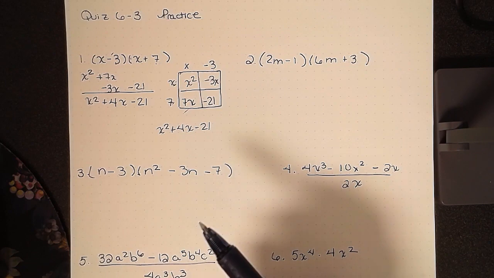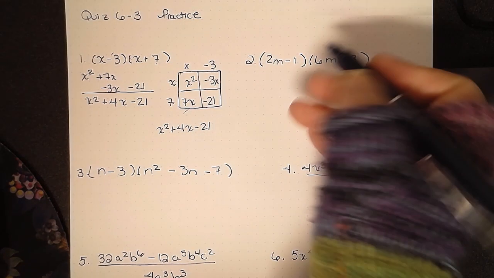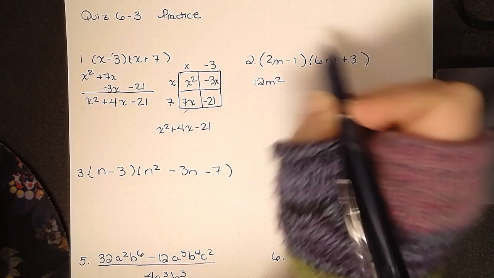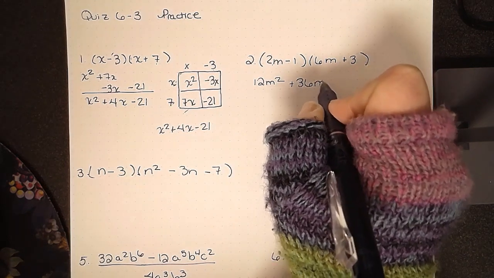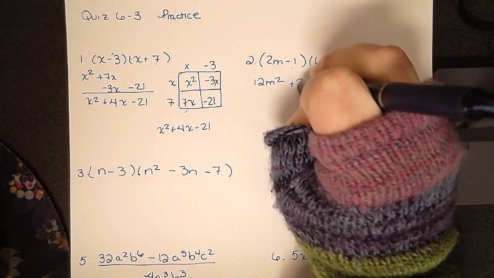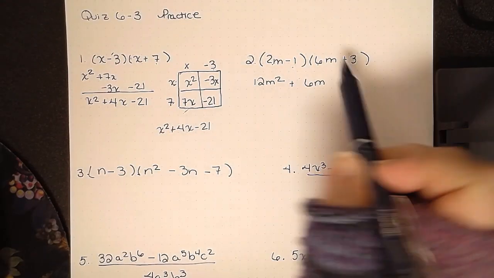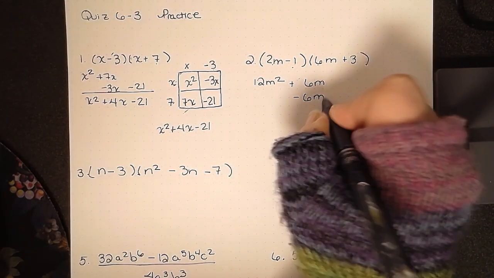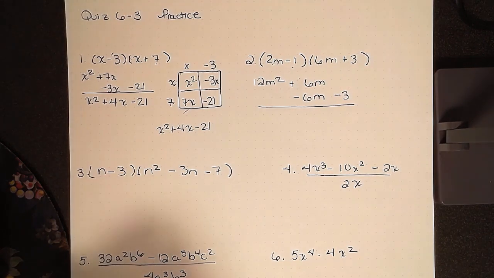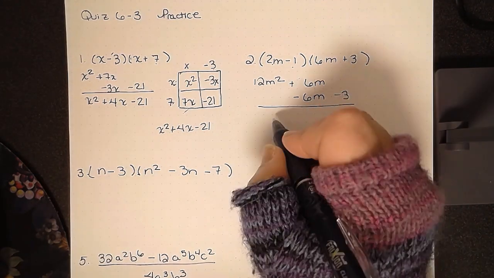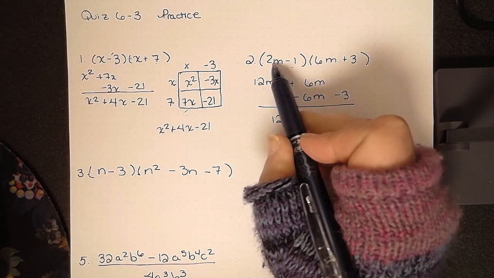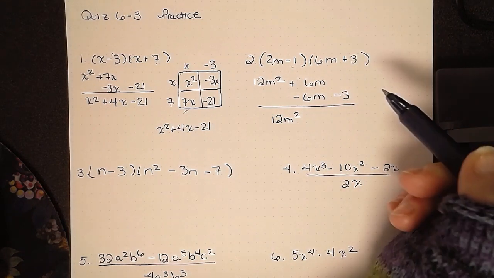So 2m times 6m is 12m squared. 2m times 3 is 6m. Why did I write that 3? Sorry. Negative 1 times 6m is negative 6m. And negative 1 times negative 3 is negative 3. So what I get here is 12m squared plus 6m minus 6m, okay, minus 3, okay?